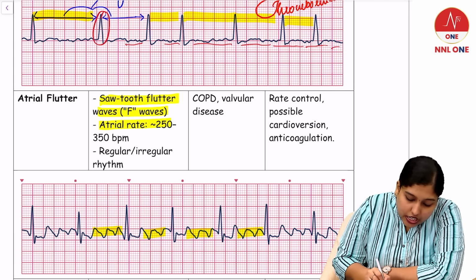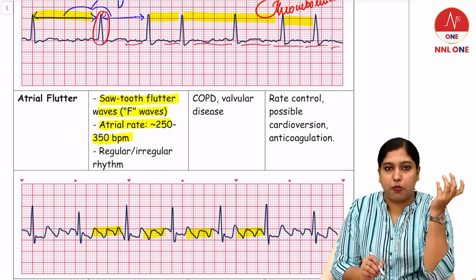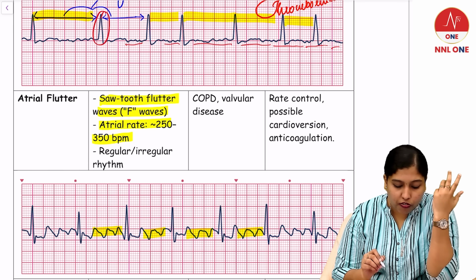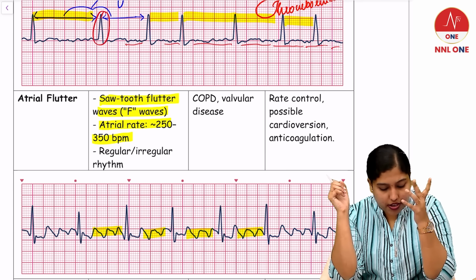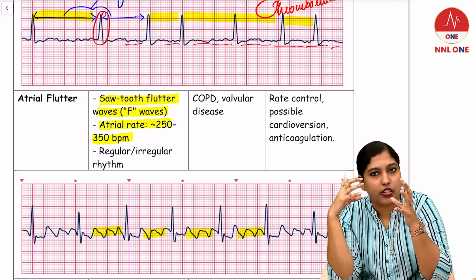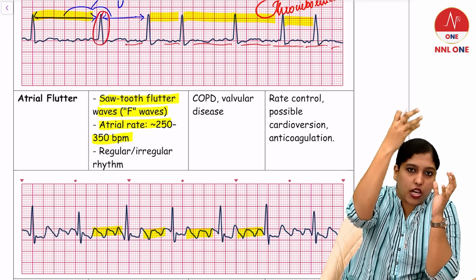So the atrial rate will be around 250 to 350 beats per minute. The atrial contraction will be so prominent and it will be without proper synchronization, which means the atria has to contract and the ventricle has to fill and the ventricular contraction should happen so that it goes to systemic circulation.